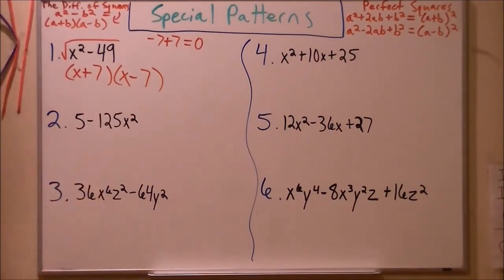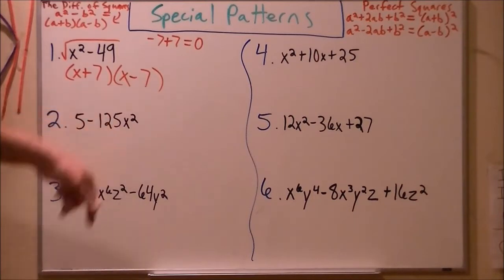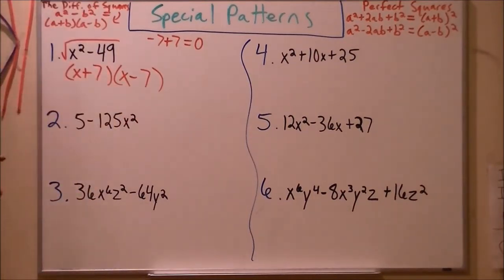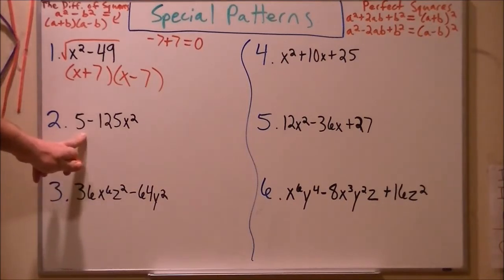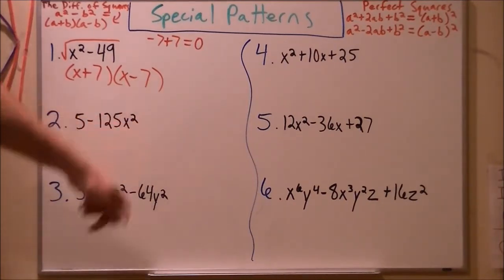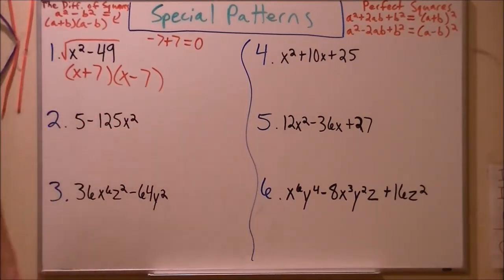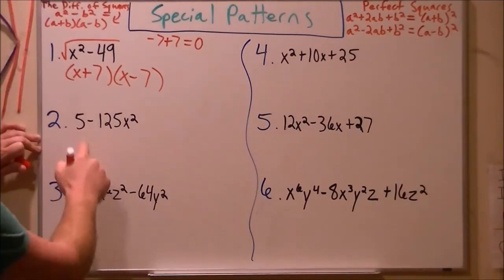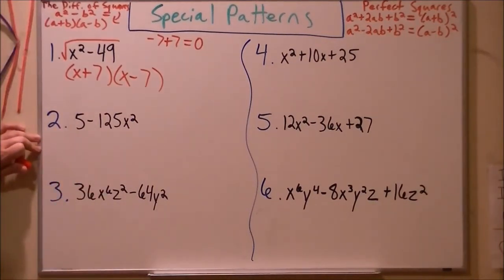Okay, how about number 2? Let's do the shortcut for this one. How do I start out? The first thing I need to ask myself when factoring is, is there anything in common that I can factor out to make the equation simpler? Does 5 have anything in common with negative 125x squared? Well, the variables aren't in common because this one doesn't have a variable, but what they do have in common is a number. And that number is the first one that you see, 5.